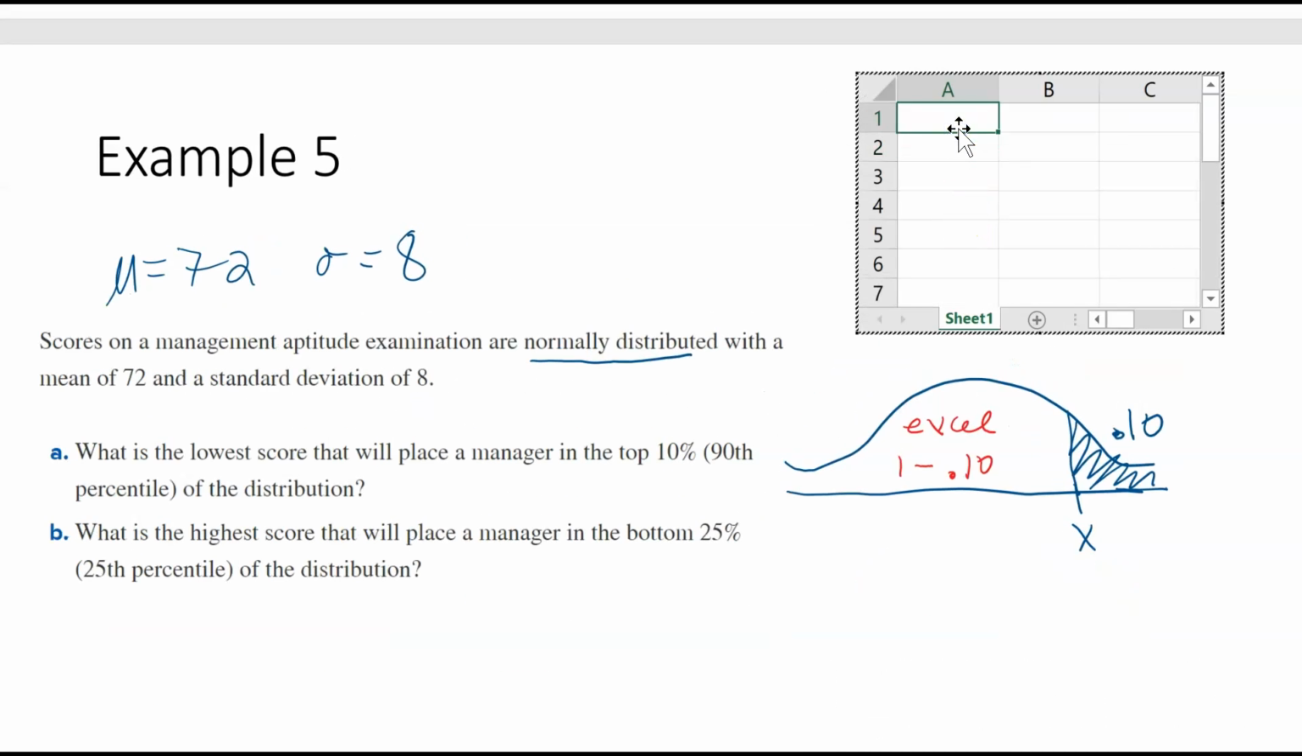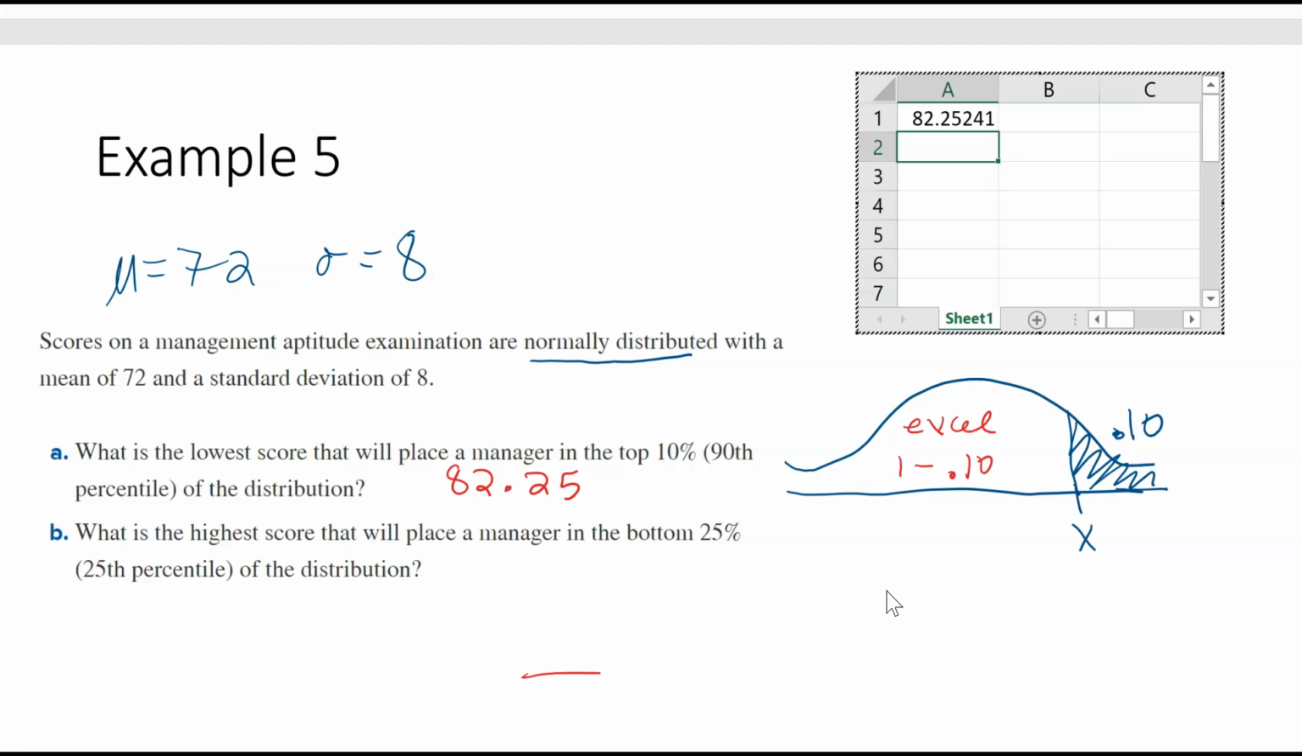We have the probability, so we type in norm.inv. Our probability is 1 minus 0.10. Our mean is 72, and our standard deviation is 8. So the lowest score that will place a manager in the top 10% would be an 82.25. Now, we don't know if it has to be a whole number or anything like that.